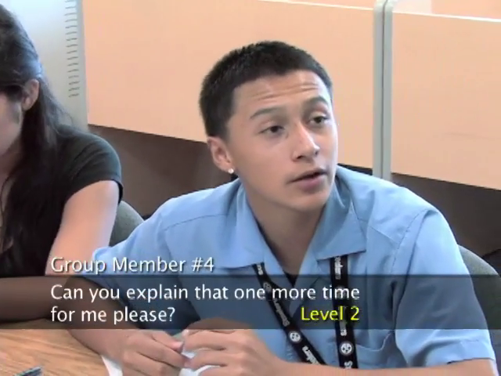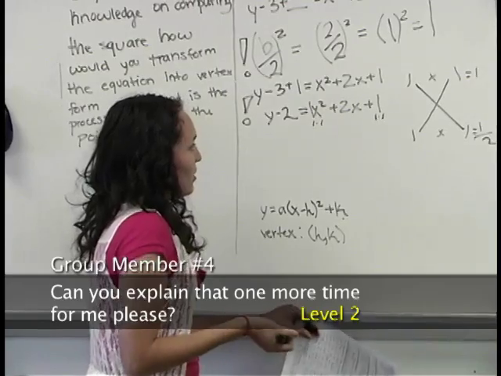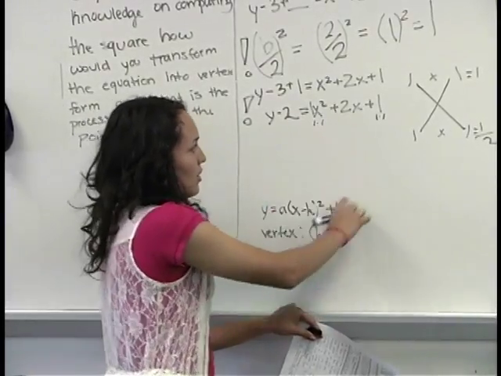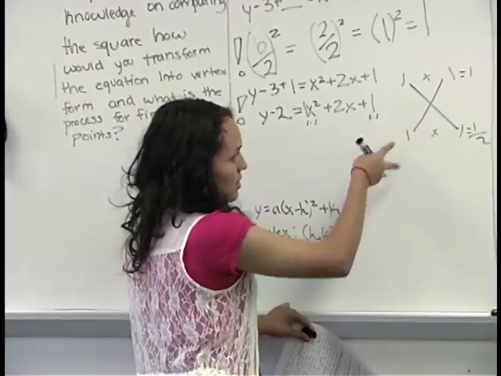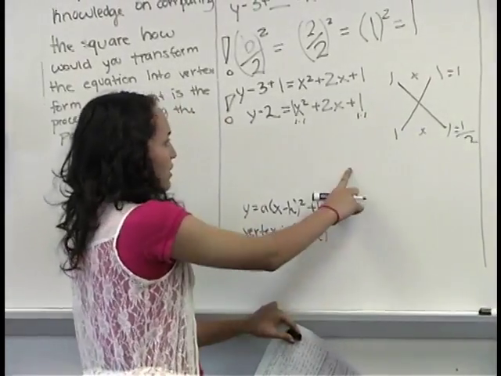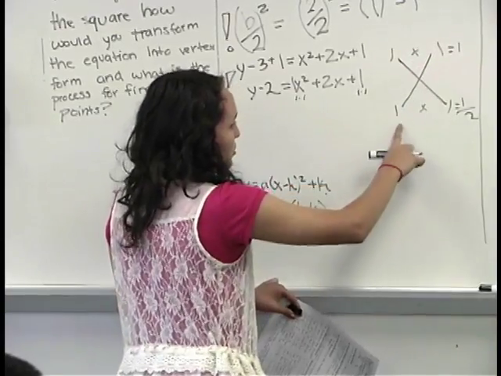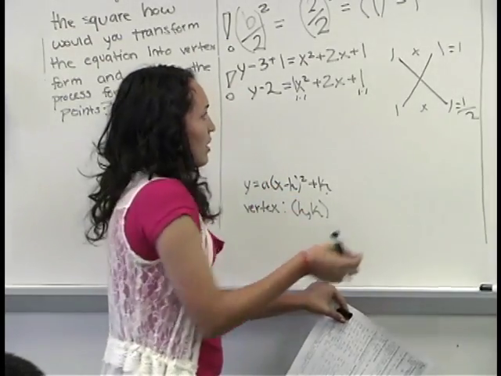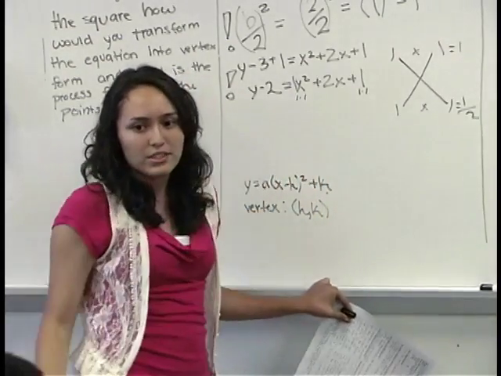Can you explain that one more time for me, please? You take the factors of the first number, where the x squared is, and you put them on the ends of the x, and then you take the factors of the last number and you do the same. Then you would multiply, you would get 1. You multiply the bottom numbers, you get 1. After you multiply, you add, and you should end up with the middle number if they're correct.